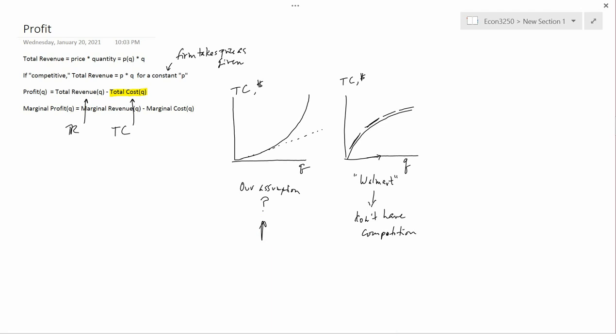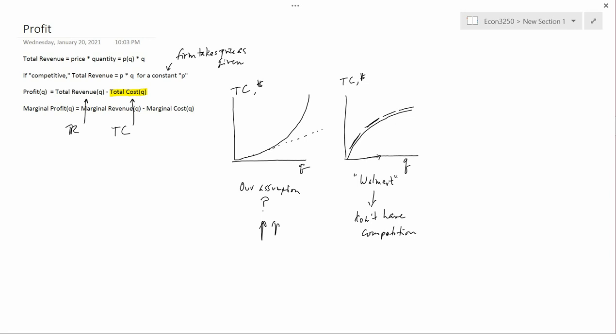That's our excuse. It's not a very good excuse. I will sometimes remind you that we're making this assumption because it's going to be so natural for you to think that instead we ought to be making the assumption on the right, where as your output goes up, your average costs fall. But that's not the assumption we're going to make.